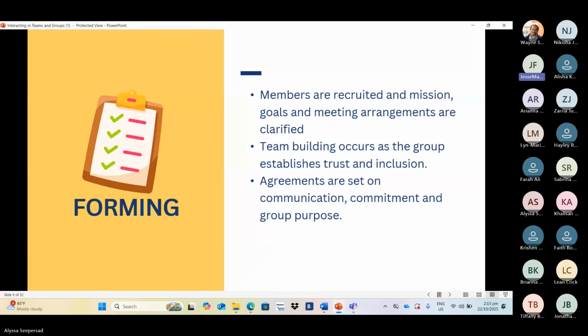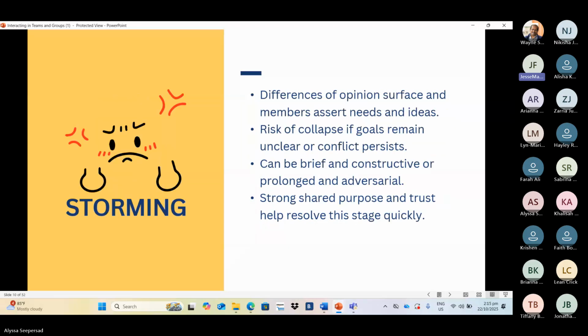Moving on to the storming stage. So at this stage, differences of opinions begin to surface as members assert individual needs and ideas. There may be arguing among members, power struggles and clashes, and a lack of role clarity or even competing for leadership. If the group is unable to come to unanimous agreement on shared goals and conflict arises, then there's a risk of collapse.